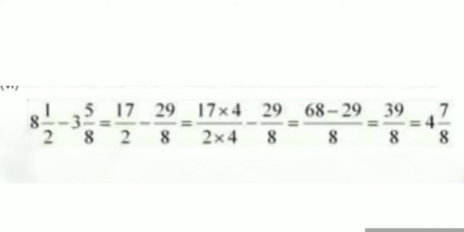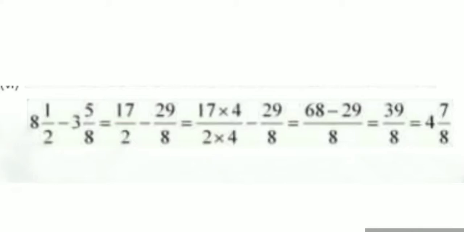Now see the last one. 8 whole 1 upon 2 minus 3 whole 5 upon 8. Now both are mixed fractions, so first we will convert them. So 8 into 2 plus 1 upon 2, and here 3 into 8 plus 5 upon 8. So 8 2s are 16 plus 1, 17 upon 2, and minus 8 3s are 24 plus 5, 29 upon 8.